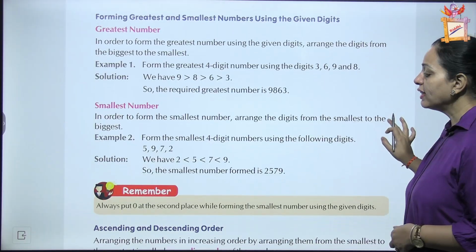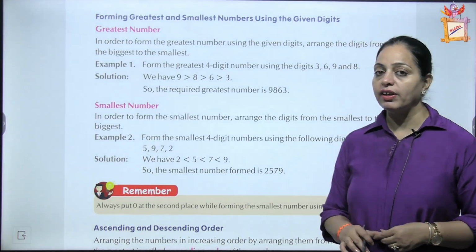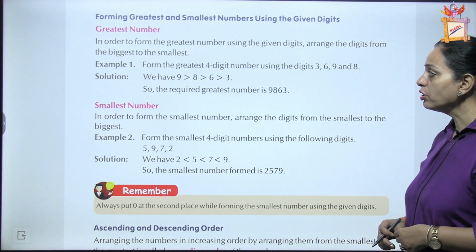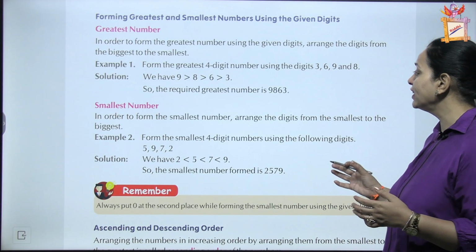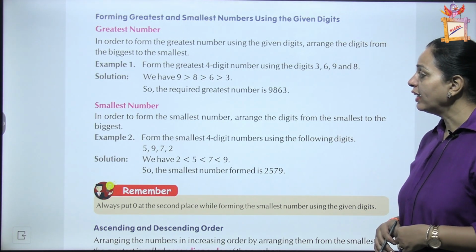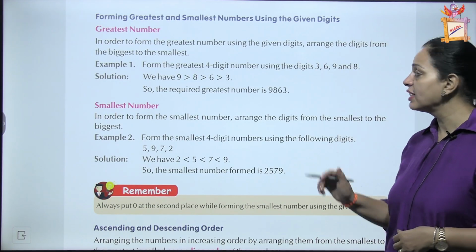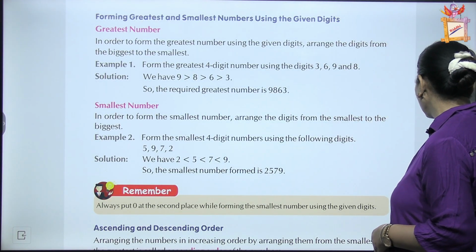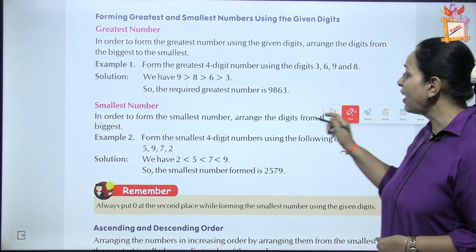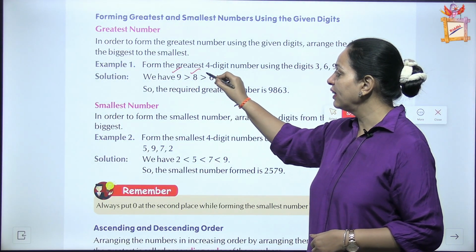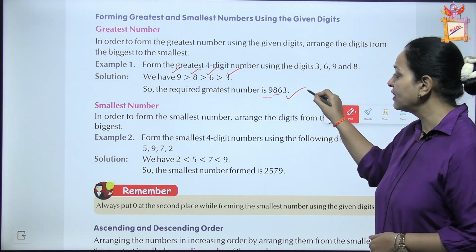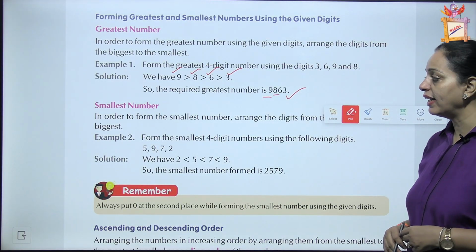Okay. Now forming greatest and smallest numbers using the given digits. हमें अगर greatest number बनाना है और कुछ digits given है, what to do? In order to form the greatest number using the given digits, arrange the digits from the biggest to the smallest. See example 1. Form the greatest 4-digit number using the digits 3, 6, 9 and 8. तो हम क्या करेंगे? Digits को लिखेंगे greatest to smallest. See 9 is the greatest, then 8, then 6 and then 3. So 9863, this is the greatest number.